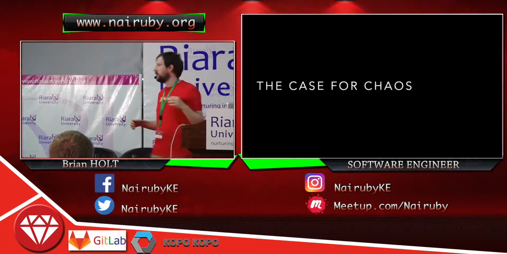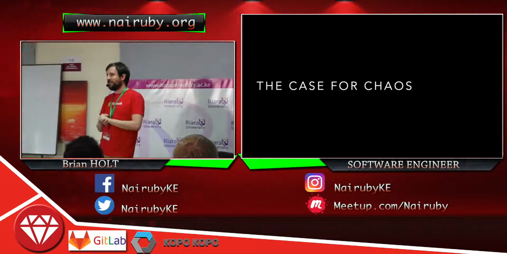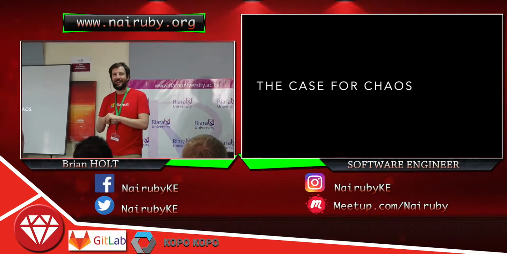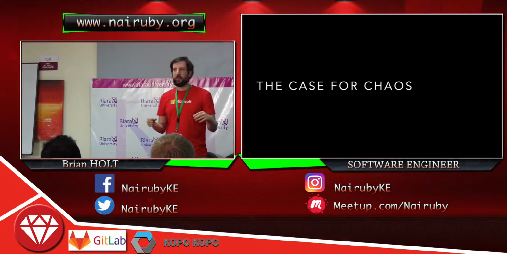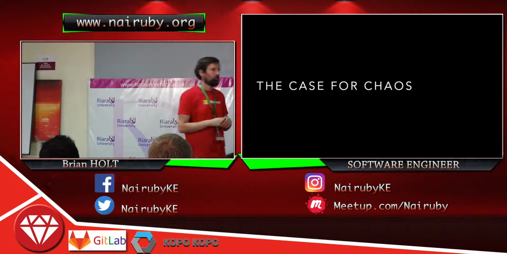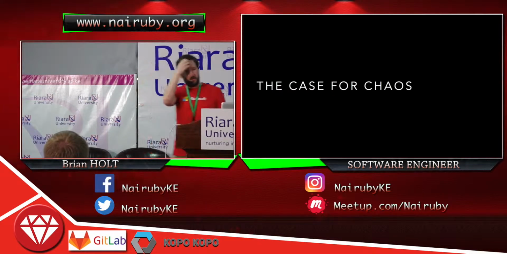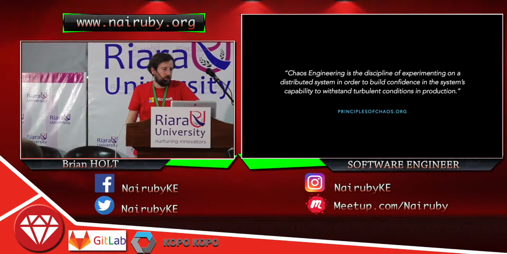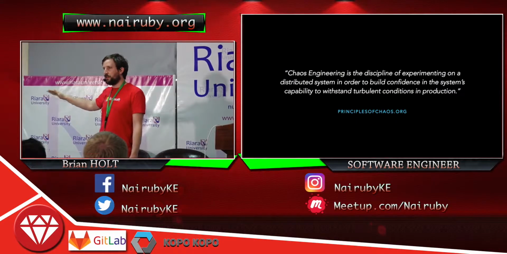So the case for chaos. Chaos engineering is a lot of work. The idea being is that you want to tease out kind of the problems with your system. So there's a place called principlesofchaos.org. So I'll just read this to you. Chaos engineering is the discipline of experimenting on a distributed system in order to build confidence in the system's capability to withstand turbulent conditions in production. So to rephrase this, chaos engineering is so that you don't get paged.